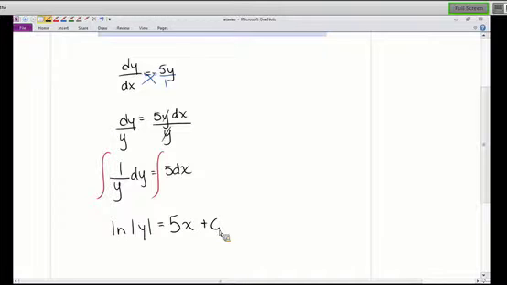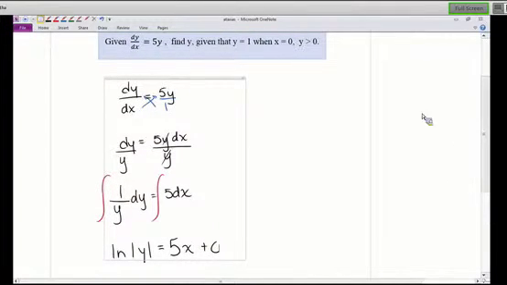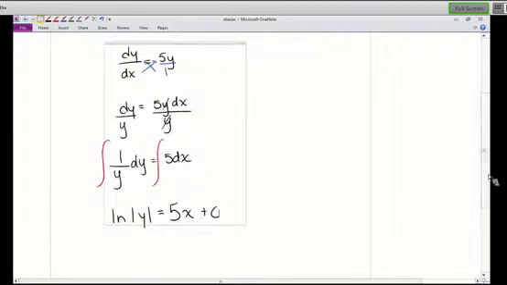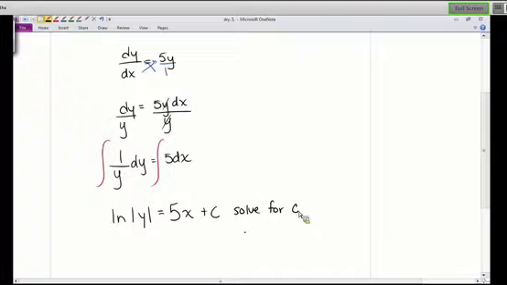Cross multiplied, you get your y's with the dy's. Integrate both sides. 1 over y is a special integral, so we get that the absolute value of ln y is equal to 5x plus our constant. Now we are given a condition. The condition that we're given is that y is equal to 1 when x is equal to 0, and y is greater than 0. Therefore, before we solve for y, we first need to solve for c, our constant.